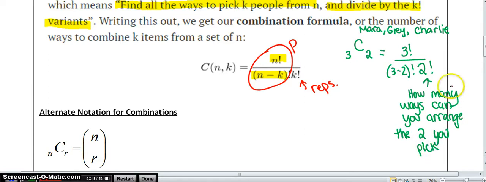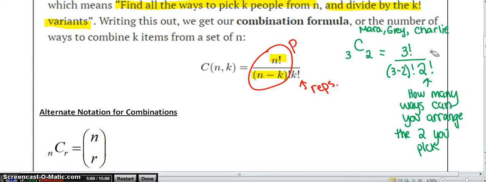And the reason we have to divide by how many ways you can arrange the 2 you pick is because we're double counting that as 2 different separate scenarios when I'm just computing this. And if I divide by how many ways you can arrange them, I'm no longer considering Mara and Gray the same as Gray and Mara. So I'm dividing out some options, which will give me less options. Combination, you'll have a smaller number because you're not counting those as distinct.